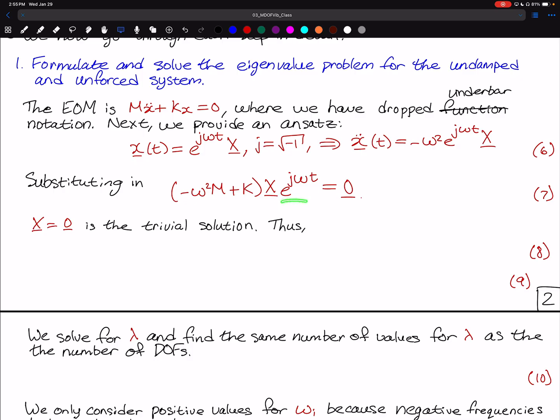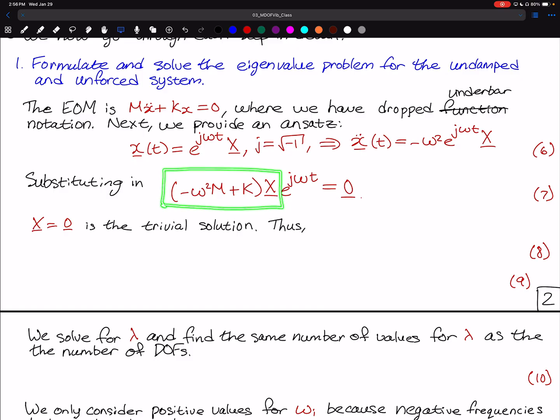Okay, so e to the j omega t cannot be equal to 0 for all time, first of all. Secondly, it's a scalar, not a vector, so it certainly can't be equal to the vector 0 here. That leaves that either this whole quantity is equal to 0, or just the big X by itself is equal to 0. The big X by itself being equal to 0 is just a trivial solution, so it's still a valid solution. It's just a very uninteresting solution. And as a result, that means that everything in this box must be equal to 0.